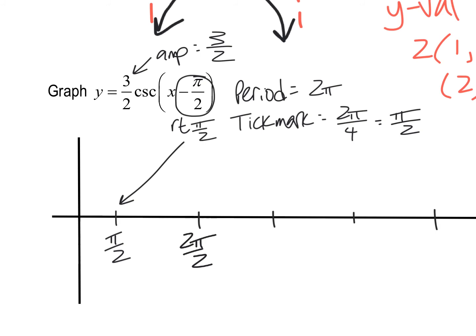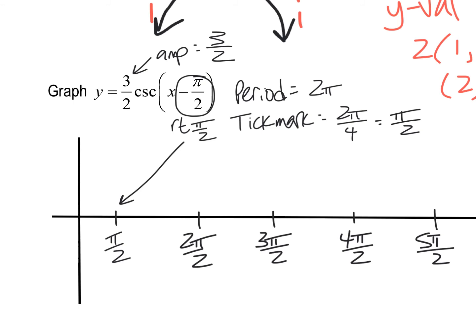I'm going to add pi over 2 again, which gets me to 3 pi over 2. Add again, that's 4 pi over 2. Yes, that reduces. Don't care if you want to reduce it or not. And 5 pi over 2. So those are my 5 x values that are going to connect my 5 dots for the graph that I'm about to do.